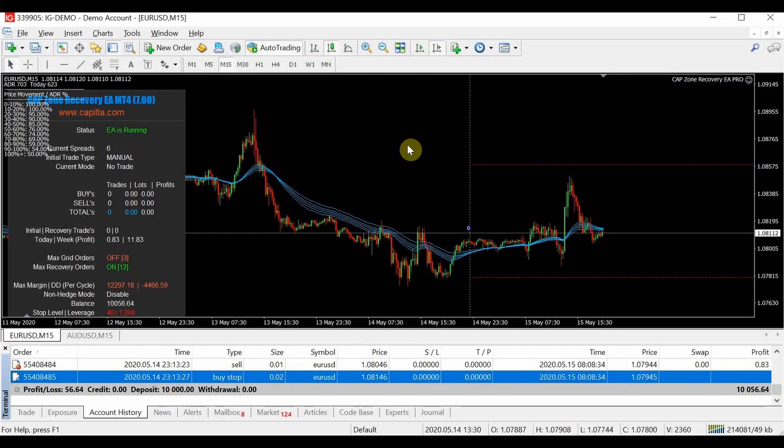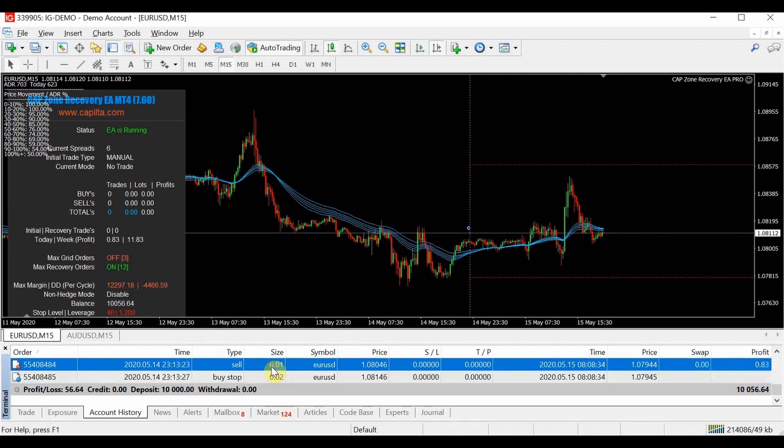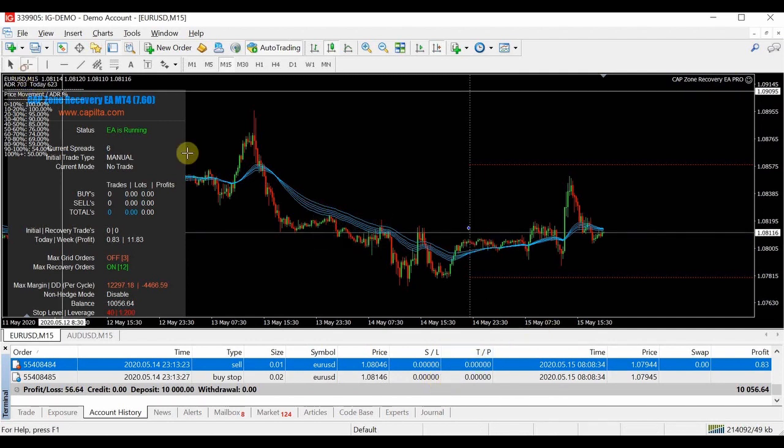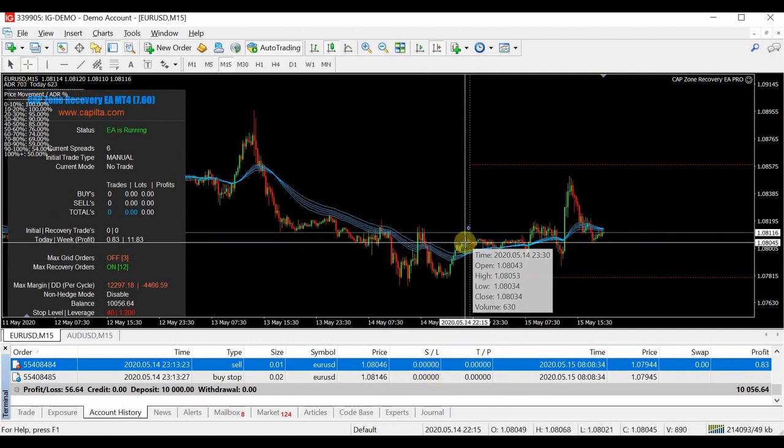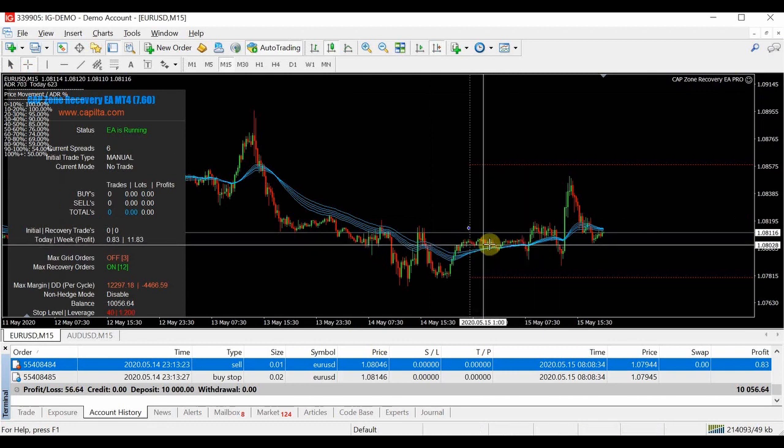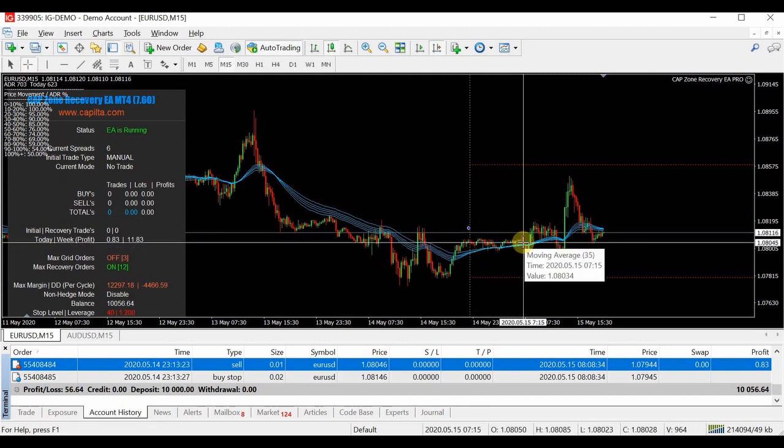It's 7:30 in the evening here in the UK, and I just wanted to give the final update on the first 5 days of this challenge. So as you can see on my terminal here, we have closed out of the Euro USD. It did not open any recovery trades. However, we were in this trade for nearly 9 hours, and this pair was just ranging in this kind of 5 pip window.